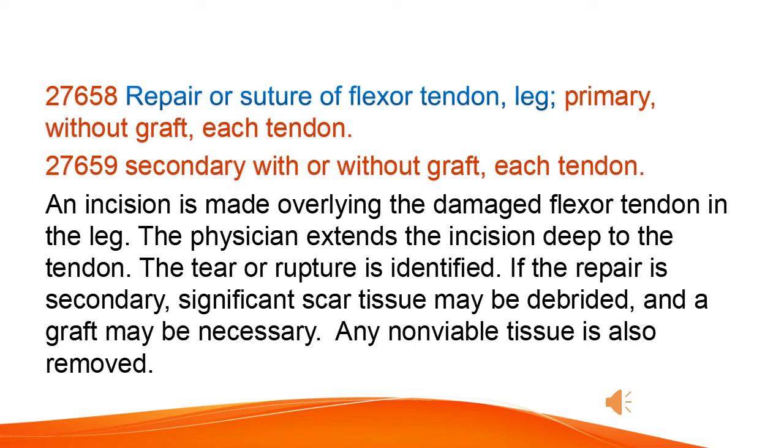Repair or suture of flexor tendon, leg, primary, without graft, each tendon. Secondary with or without graft, each tendon. An incision is made overlying the damaged flexor tendon in the leg. The physician extends the incision deep to the tendon. The tear or rupture is identified. If the repair is secondary, significant scar tissue may be debrided, and a graft may be necessary. Any non-viable tissue is also removed.